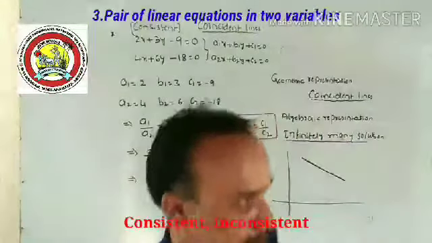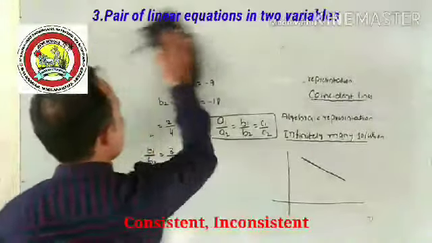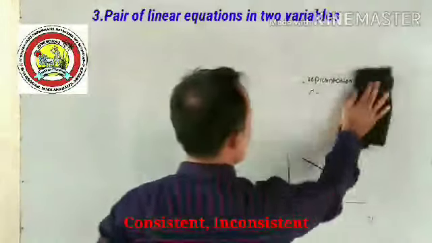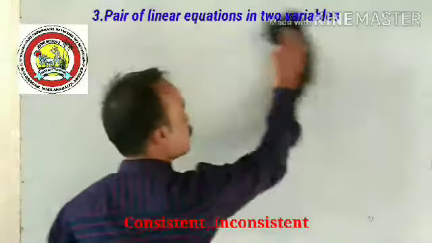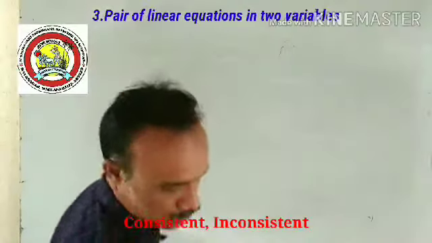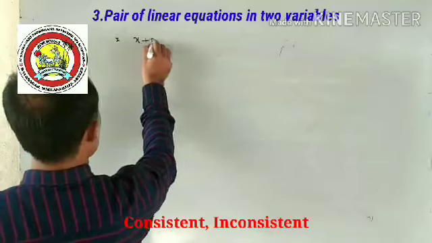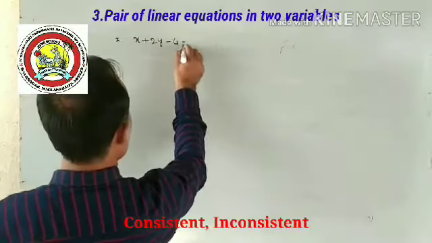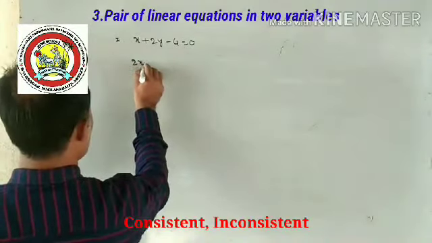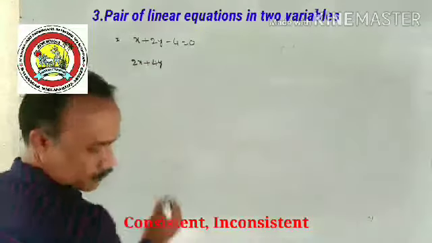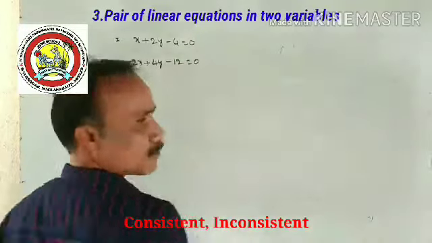Now, the third case, case number 3. The first case was intersecting lines, the second case coincident lines. Now case number 3. Again consider a pair of linear equations. x plus 2y minus 4 is equal to 0. This is the first equation. And another one, 2x plus 4y minus 12 is equal to 0. This is equation number 2.